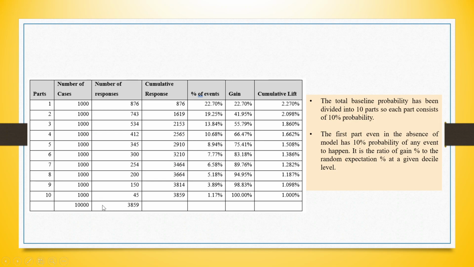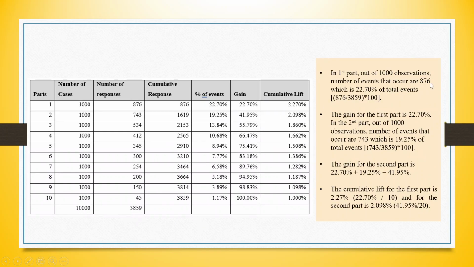So you can see here that if there are 10,000 cases, it will be divided into 10 parts. Each part consists of 10 percent. So in the first part, out of 1000 cases, 876 events happen. The total number of events which have happened is 3859. Now how to interpret this? In the first part, out of 1000 observations, the number of events that occur are 876, which is 22.70 percent of total events, 876 divided by 3859. The gain for the first part is 22.70 percent, and the normal probability in this part is 10 percent. The 100% probability has been divided into 10 parts, and therefore each part is 10 percent.